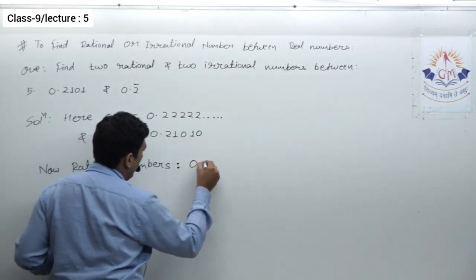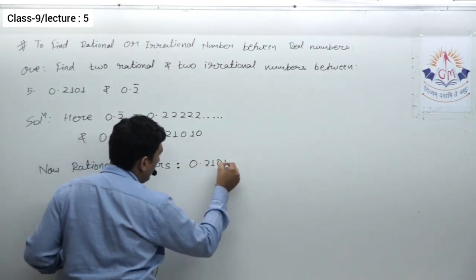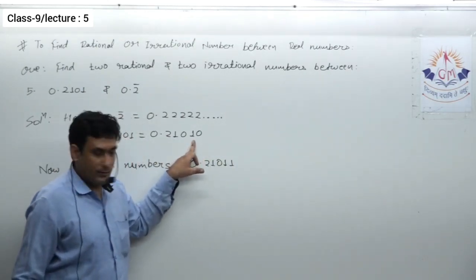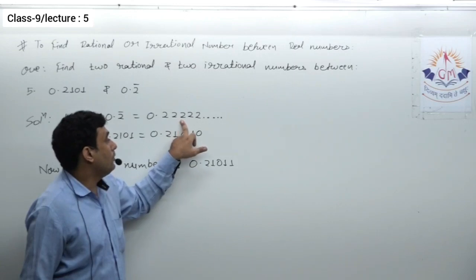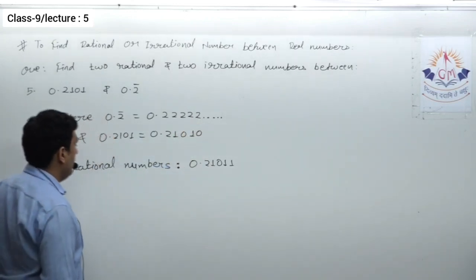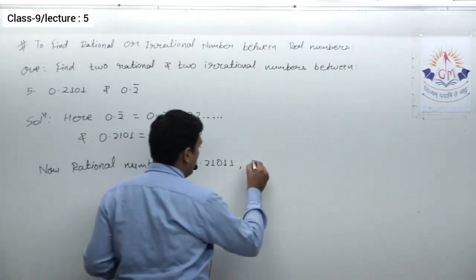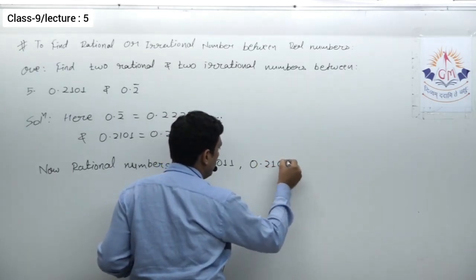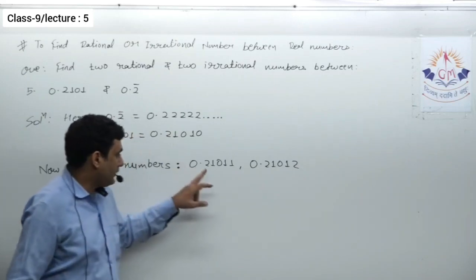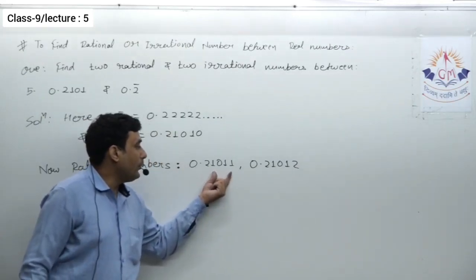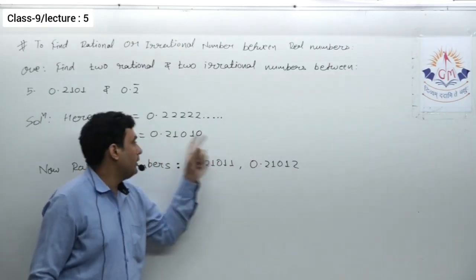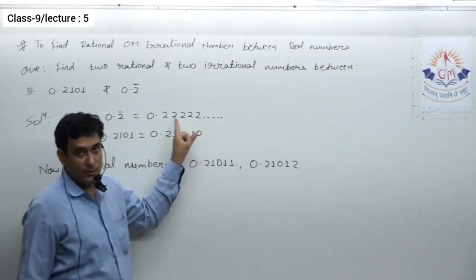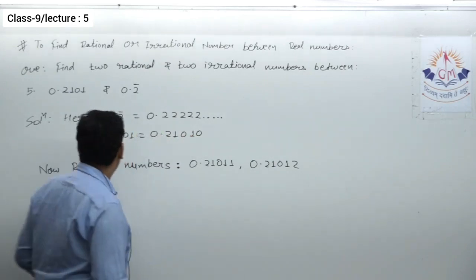Here it is 0.21011. This number will come after this, and this is 22 something. So this is the first rational number. Another one I can write 0.21012. These are the two rational numbers. You can check once again. This is 21011, this is 21012, which will definitely come after this as well as before this. This number is greater.